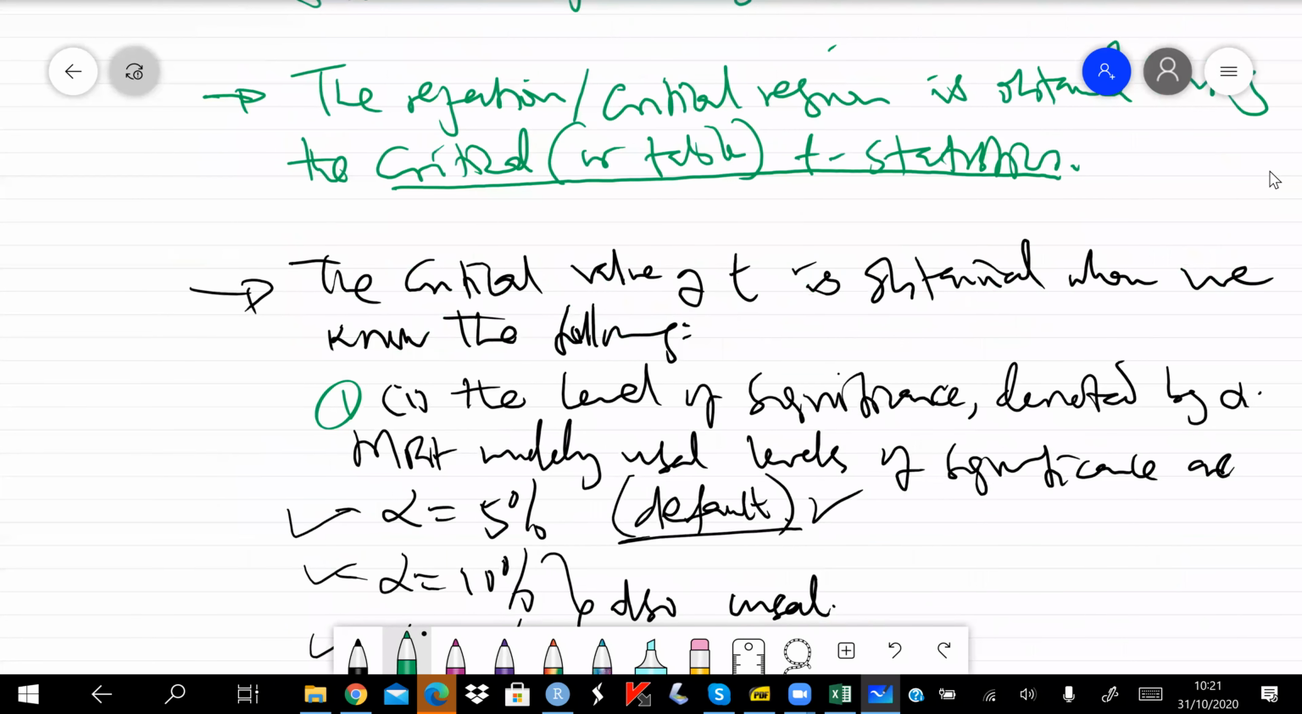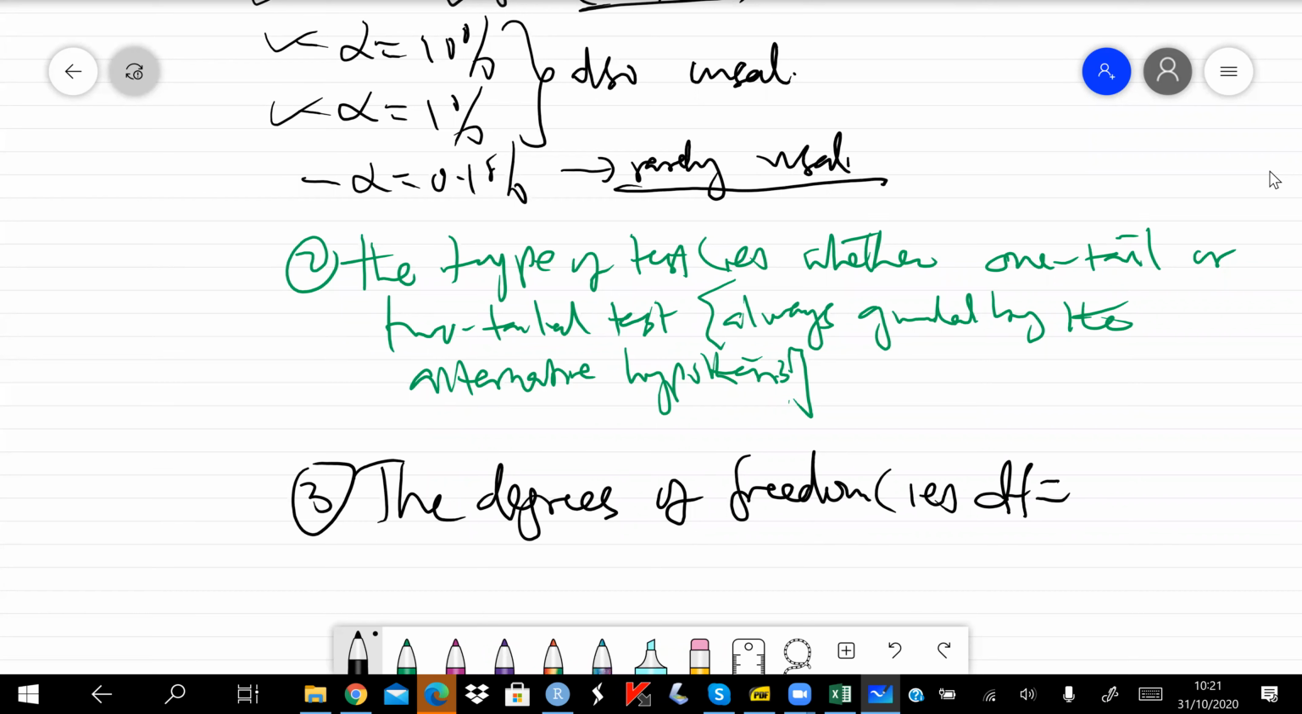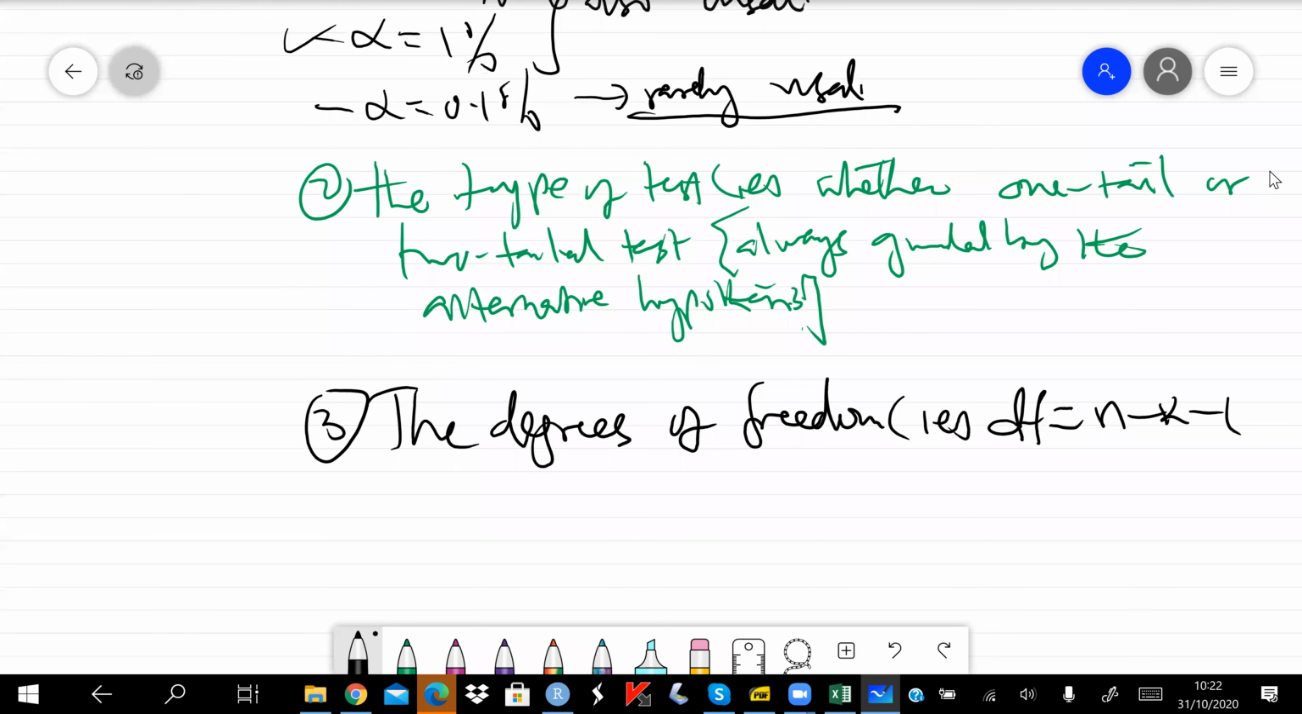Then thirdly, you need to know the degrees of freedom, that is df. And df is always given by n minus k minus 1, where n is the sample size and k is the number of parameters that have been estimated.